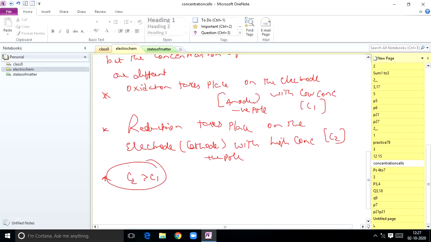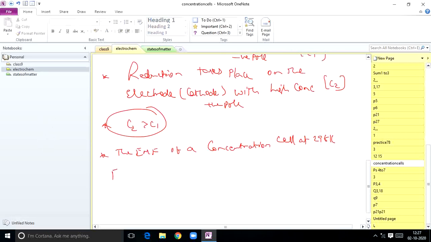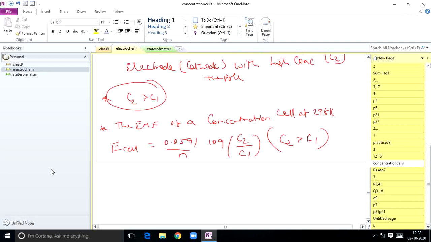So the EMF of a concentration cell. Next key point: the EMF of a concentration cell, very important for numericals. The EMF of a concentration cell at 298 Kelvin temperature is given by E cell is equal to 0.0591 by n log of C2 by C1. Here always remember C2 is greater than C1. That is the formula. C2 must always be greater than C1. This is the formula for calculating the EMF of a concentration cell.